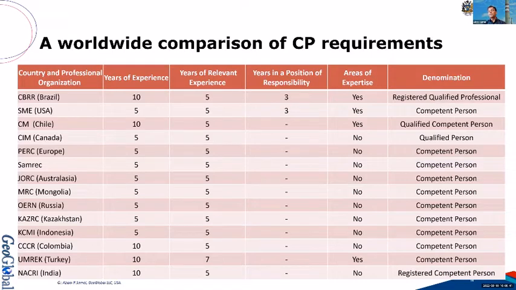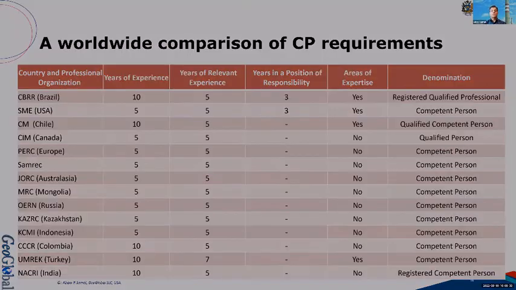The last column in this, you can see there are also different names in different countries. Canada said, well, we're going to call them qualified persons, not competent persons. Most of the countries call them competent persons. India said, well, we're going to call them registered competent persons. In the United States, we call them competent persons. However, if you're going through different organizations like myself, I'm a registered member of SME. It's not a competent person of SME. I'm a registered member status of SME. And Brazil calls them registered qualified professionals. So different countries have different names for the competent persons, but their responsibilities are the same. They do similar types of work in different countries.